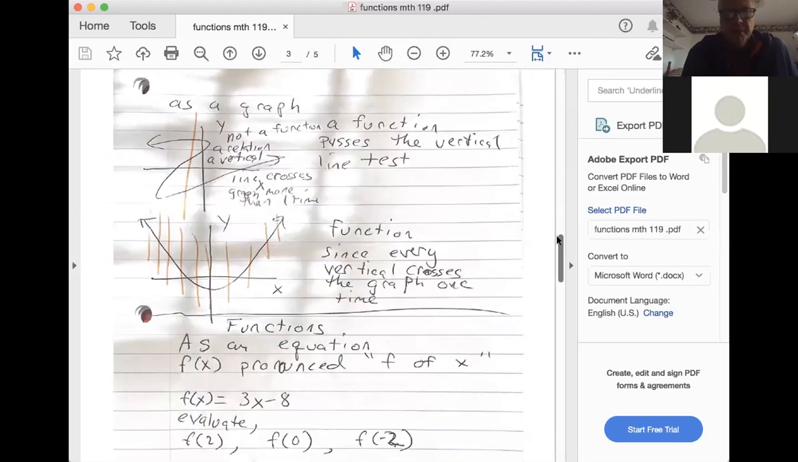As a graph, we use the vertical line test to determine if the graph is a function. If a vertical line passes the graph only once, everywhere, it's a function. If there's at least one vertical line that passes more than once, it's a relation, but not a function. This first one is kind of an S curve or Z curve. That vertical line crosses the graph 3 times, so that cannot be a function. This other one is kind of a smiley face. Every vertical line is only going to cross once. Vertical lines, remember, go up and down. So that's a function.